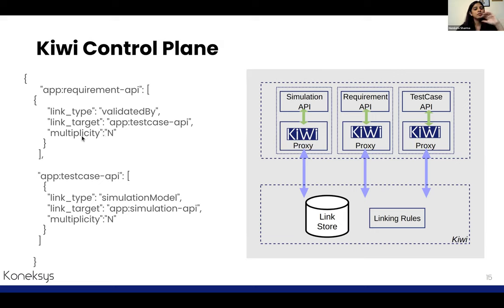There is another key value pair here that is multiplicity. Here the multiplicity is set to n. What this means is that one requirement resource can be linked to multiple test case resources. If we wanted one requirement resource to be linked to only one test case resource, then we would set the multiplicity to one.